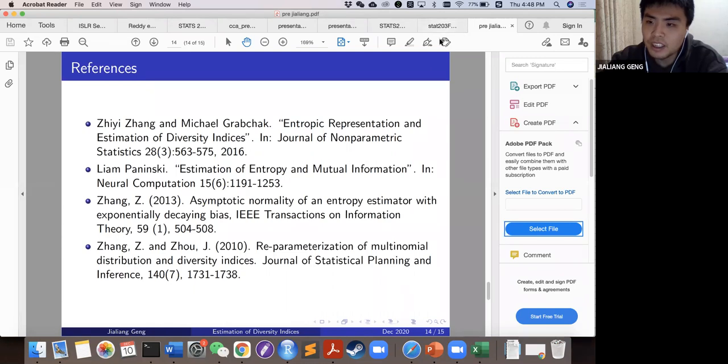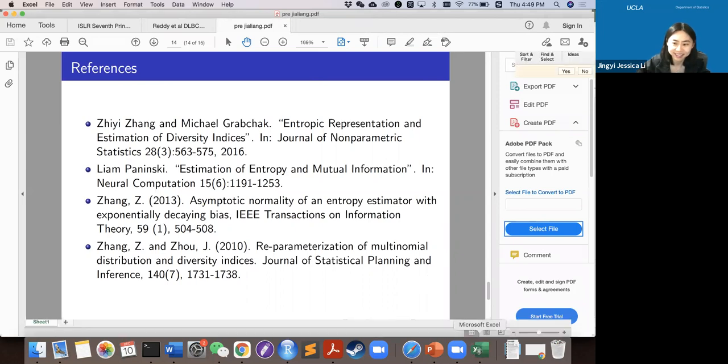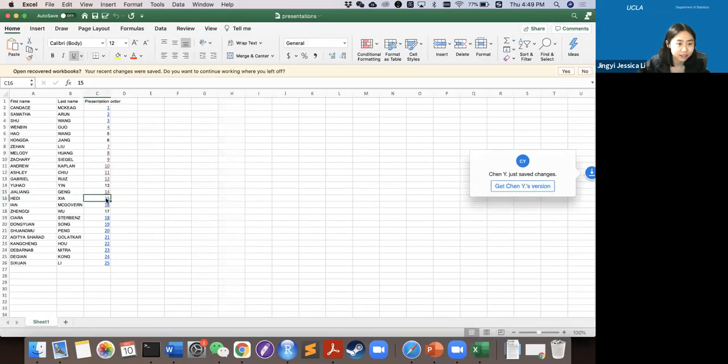It can be widely used. Most of the time it's used in ecology, but sometimes it can be used in biostatistics, like for the type of cancer cells. Oh, okay. Thank you. This is a very interesting topic to learn about. Thank you.